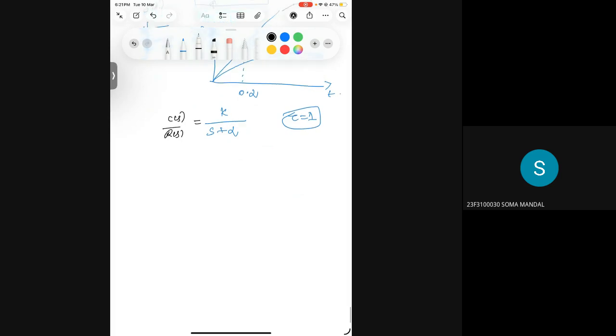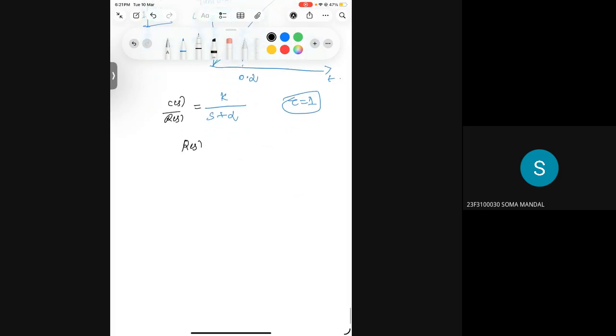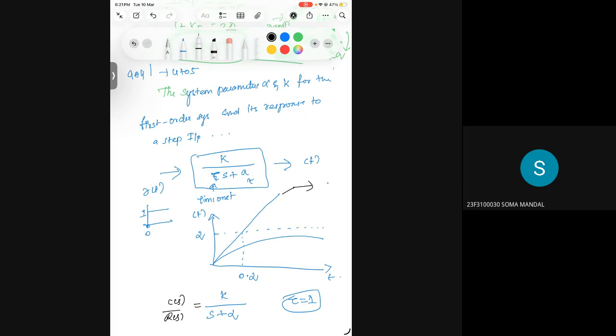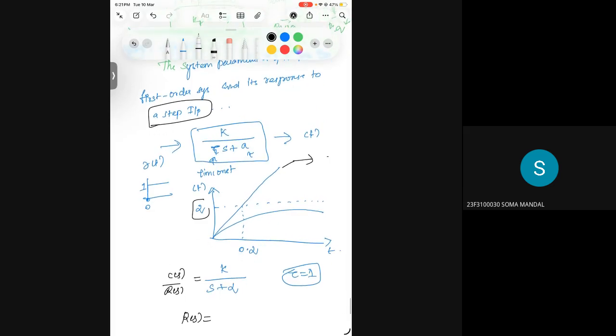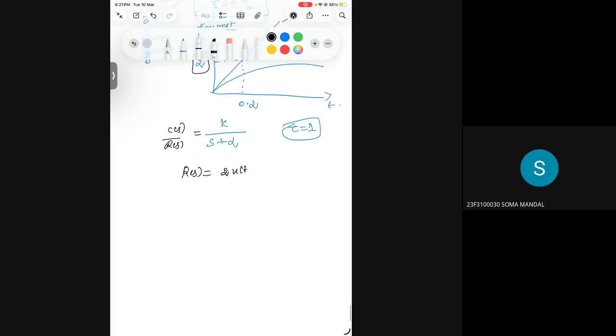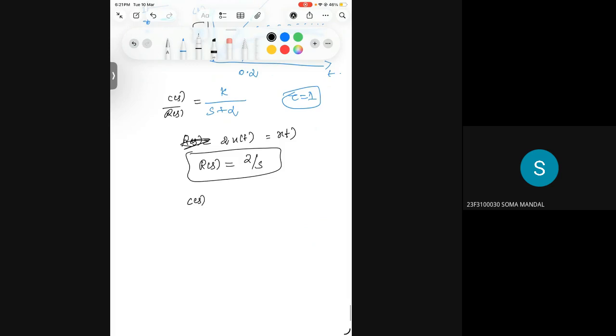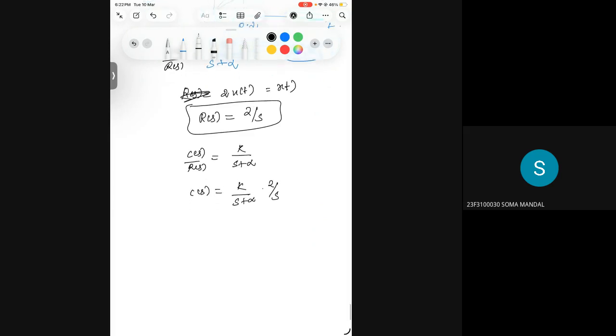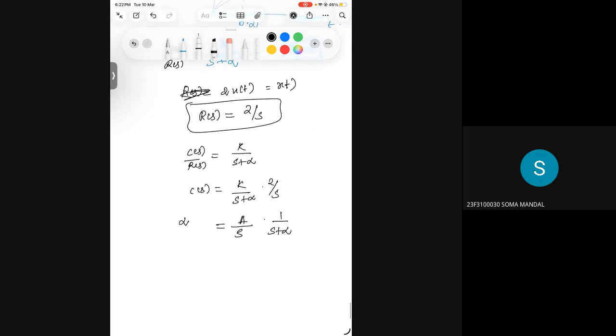Consider this to be your first order transfer function, right? So your R of s is equal to 2. The response to a step input was not mentioned as unity, because here they have given 2. So you have 2 into u of t as your R of t. If this is your u of t, R of s will be 2 by s. C of s by R of s is already given, k by s plus alpha. So C of s can be found as k by s plus alpha into 2 by s. So we can do a partial fraction: A by s plus B by s plus alpha will be equal to 2k, right?